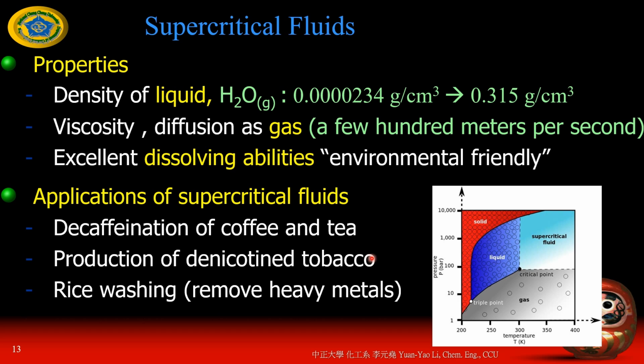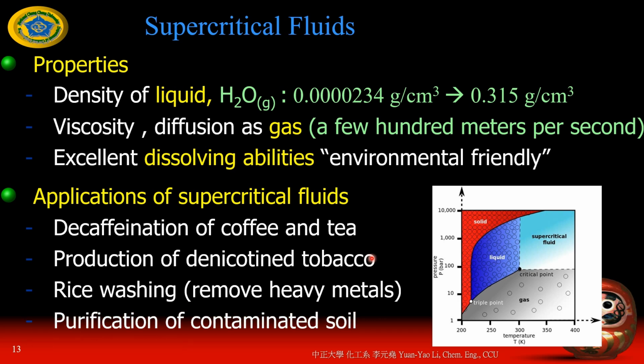Of course, you can use this for cleaning, especially if you want to eat rice. Remove any contamination. You can remove heavy metal from the rice. Of course, there's also purification of contaminated soil. There's heavy metal contaminated soil. You can use supercritical fluid to remove some heavy metals from the soil.